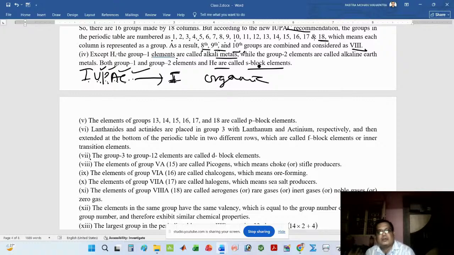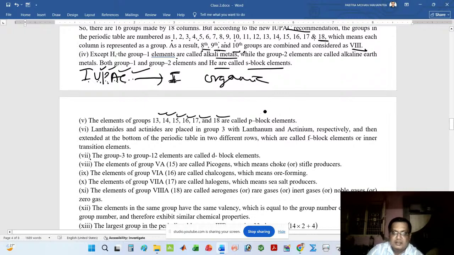For this class only remember that group 1 and group 2 are considered s block elements, but the elements present in groups 13, 14, 15, 16, 17, 18 are called p block elements. Why are these called p block elements? In the upcoming class I will explain. Before, I already covered which group is the longest group. The answer is group number 3, that is your IIIB.